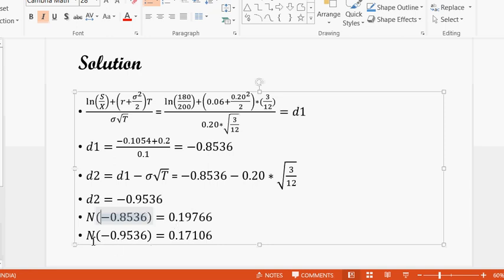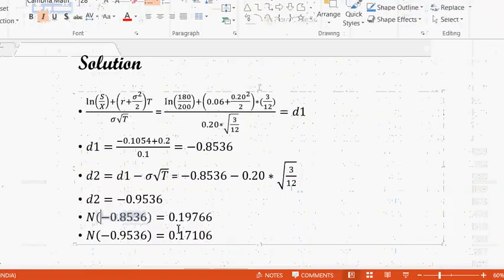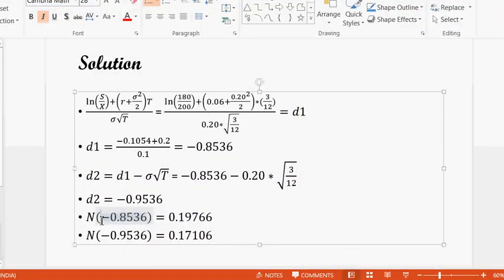Similarly, I'm going to find the value of n of d2. My d2 value is minus 0.9536. Since the table has only 2 decimals, I'm going to consider the first 2 decimals, which is 0.95. So I go back, so minus 0.9 is here, and 0.95 is this value. I take this value and substitute it here. So now I have values for n of d1 and n of d2.